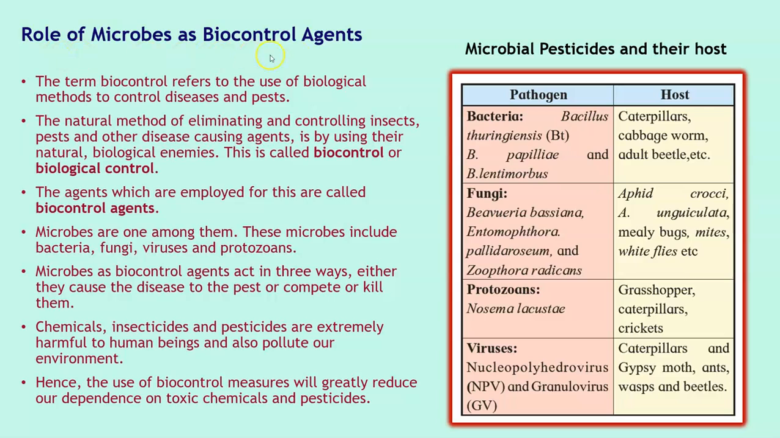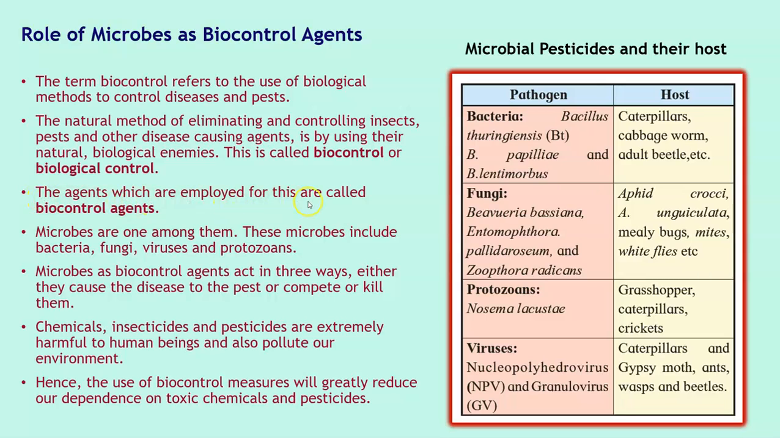Now students, let us have a look at the role of microbes as biocontrol agents. The term biocontrol refers to the use of biological methods to control disease and pests. The natural method of eliminating and controlling insects, pests, and other disease-causing agents is by using their natural biological enemy. This is called biocontrol or biological control. So here in biocontrol, we are using their natural enemies to counterattack and get rid of the insects and pests which harm the agricultural crop.